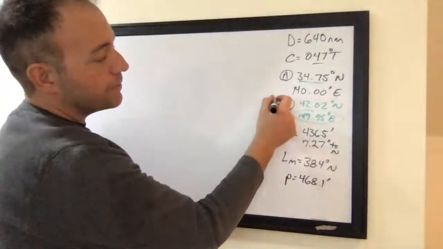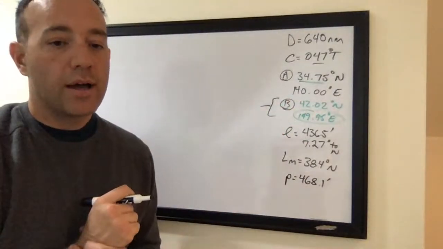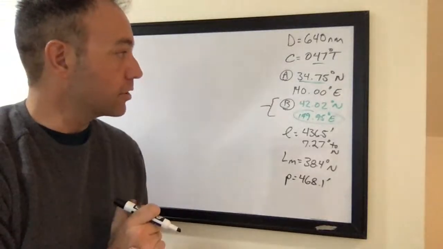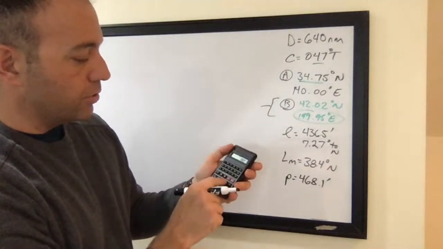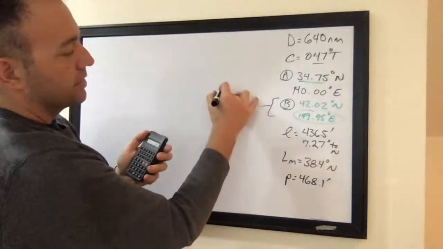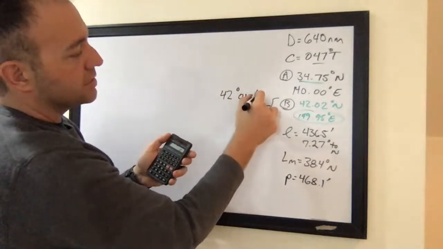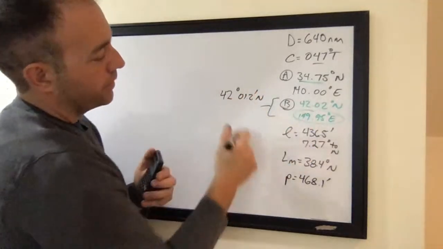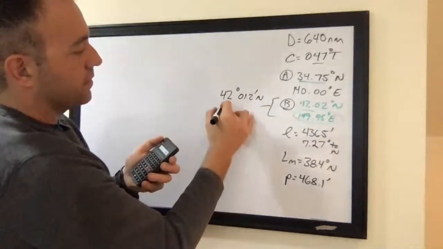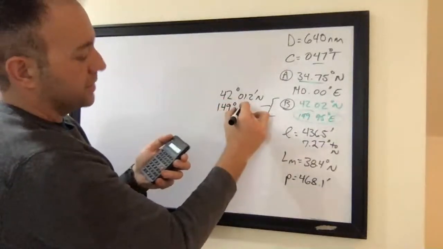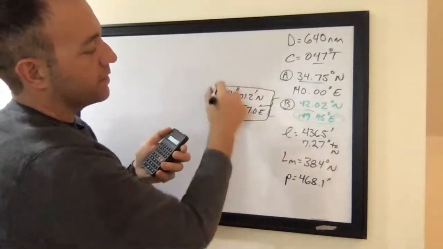We didn't actually finish our problem yet, right? So we just have to convert this back to regular notation, right? And then we're done. So 0.02 times 60, so that's going to be 42 degrees and 01.2 minutes north. And then for this one, 0.95 times 60 is 57. So 149 degrees, 57.0 east. So that would be the final answer there.